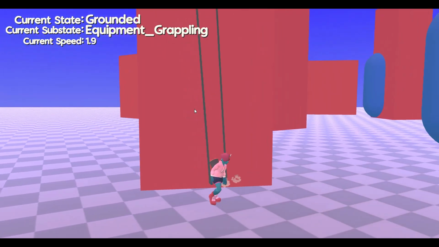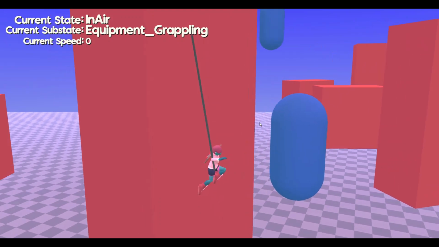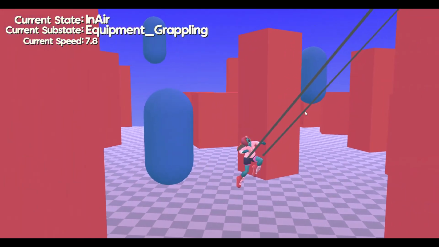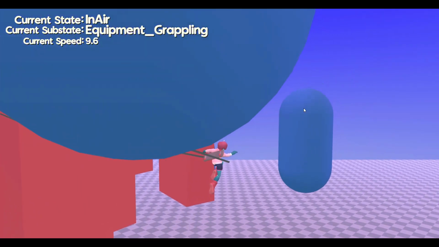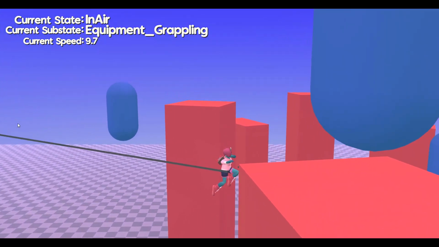tether being the rope. I accidentally used the words rope, tether, and grapple interchangeably throughout this devlog and my coding. When I use any of these words, I mean the rope.